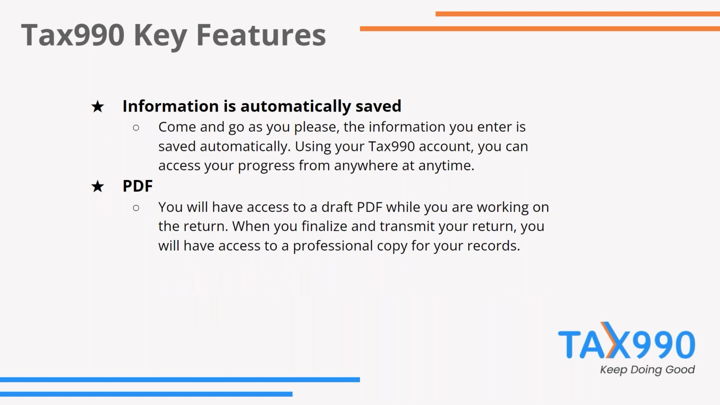Filing a 990 PF form can be a really long process. There are several pages. So when you file the return with Tax 990, you can come and go as you please, and the information you enter is saved automatically. So you can start it today and pick up in a week. You can gather the information and come back to it, and you'll pick up right where you left off.